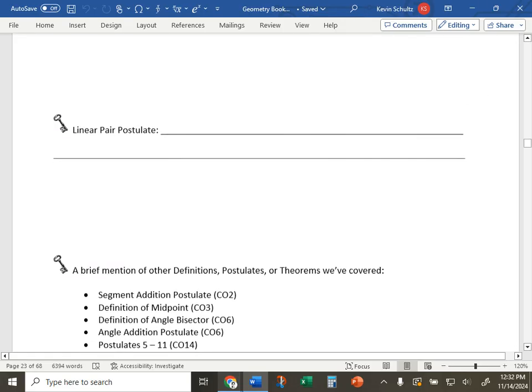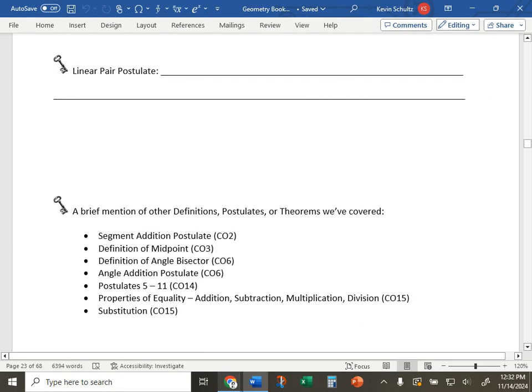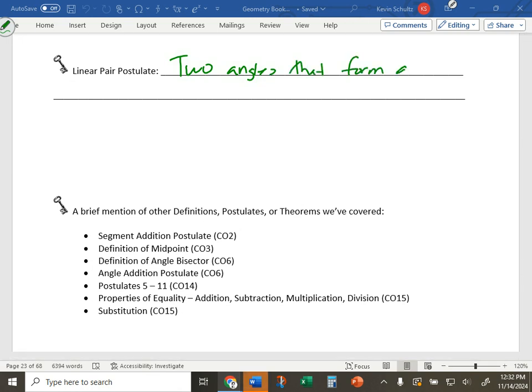Lastly, linear pair postulate says that two angles that form a linear pair sum to 180 degrees. Two angles that form a linear pair sum to 180 degrees.